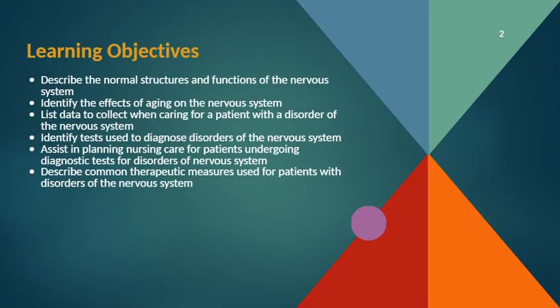The learning objectives for this presentation include the following: describe the normal structures and functions of the nervous system, identify the effects of aging on the nervous system, list data to collect when caring for a patient with a disorder of the nervous system, identify tests used to diagnose disorders of the nervous system, assist in planning nursing care for patients undergoing diagnostic tests for disorders of nervous system, describe common therapeutic measures used for patients with disorders of the nervous system.